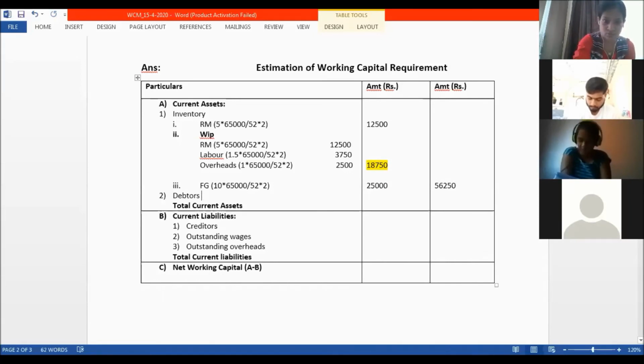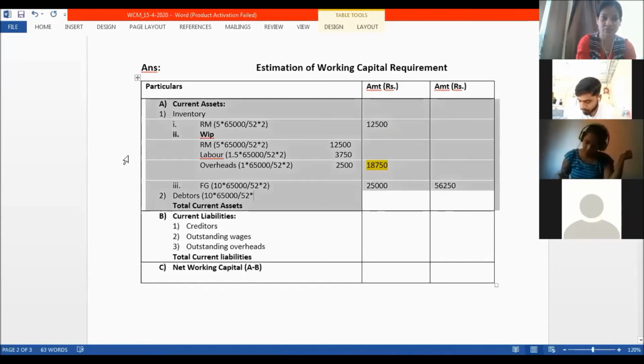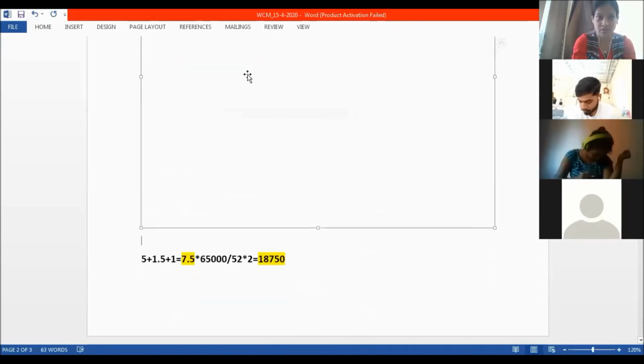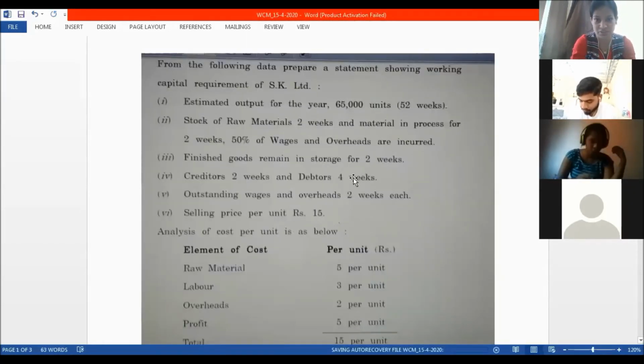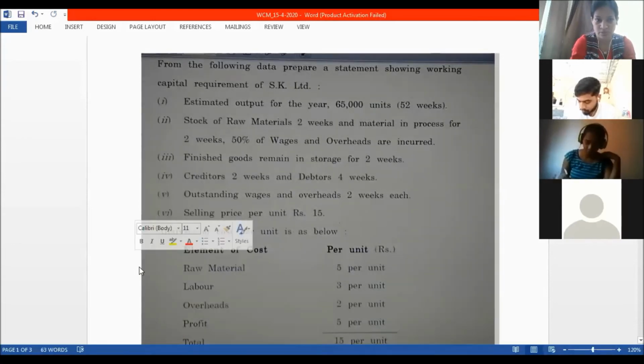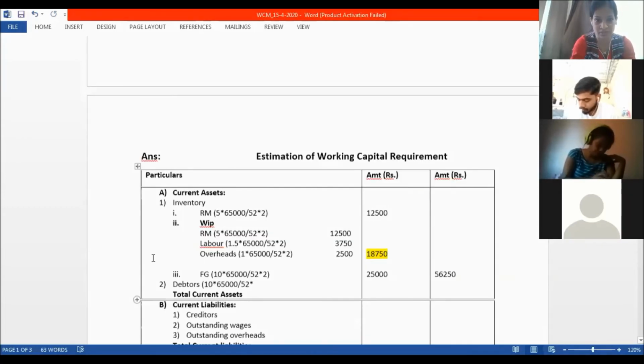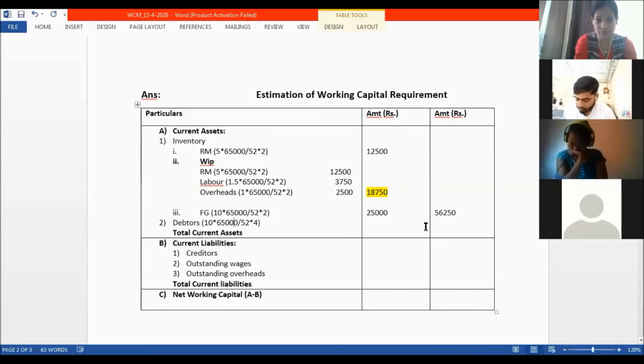Now for debtors, total cost is to be considered. For debtors, total cost means again the same 10 rupees, since no other components are there. Same amount will be the total cost, into 65,000 units which you have produced, divided by 52 weeks and multiplied by the time given to the customers. Okay, credit time allowed to the customers or debtors is 4 weeks. So for 4 weeks, how much money is receivable but you haven't received, that we'll find out. 50,000.